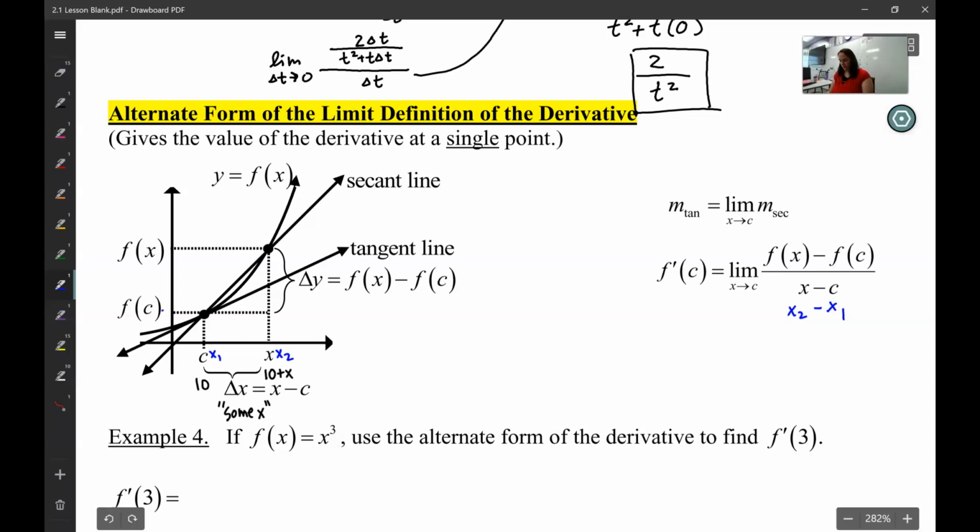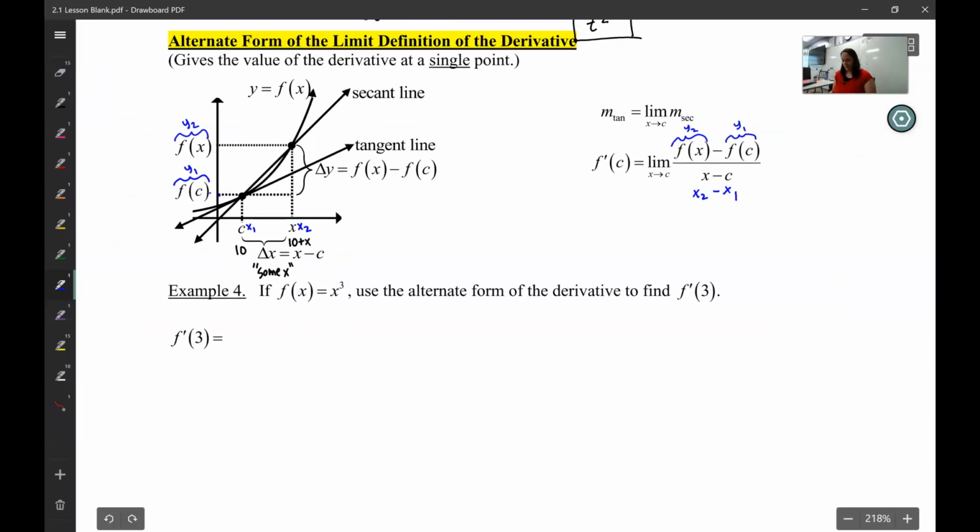Now, this point would be f of 10 in that example we were using. So this would be my new y1. And this, plugging in at some future point, would be my new y2. So that's where these come in. So it's the same y2 minus y1 over x2 minus x1, except now I have an actual point to plug in instead of just x. So we can see that with this example here.